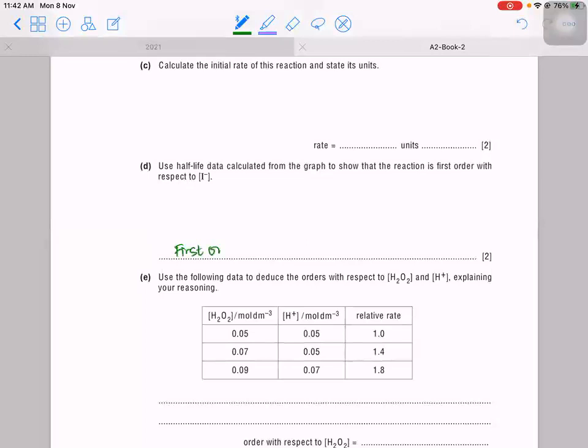And that's exactly what they've told you. Use the half-life data from the graph to show that it is first order. So you will say T1 is equal to T2, which is equal to T3, that is 90 seconds. And that's how we know it is first order. Is this clear?